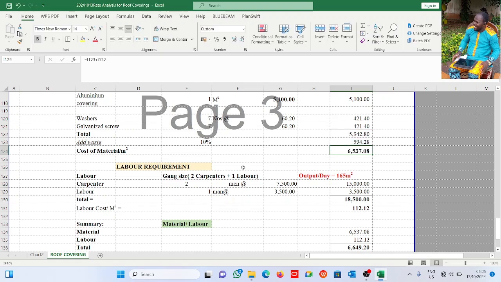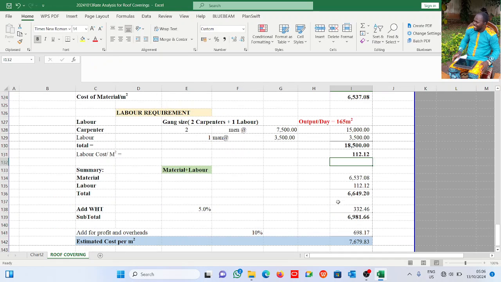Now labor output for stone coated roofs is 165 square meters per day. So a gang of 2 skilled labor and 1 unskilled labor. 2 skilled labor at 15,000 naira, 1 unskilled at 3,500 naira. We have the labor output for 165 square meters, 18,500 naira for 1 square meter. Alright, I divide by 165. Please take note. Then we'll show the summary. This is the material. Now this is the labor. So I add withholding tax of 5% and I add profit and overhead of 10%.